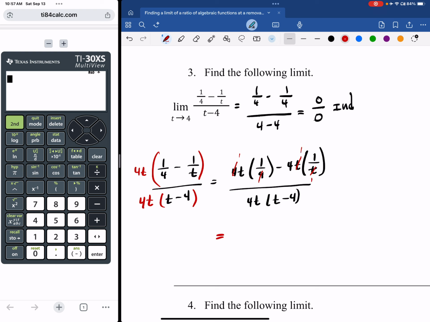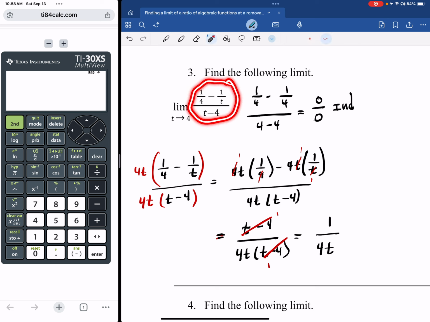So when I do that, it looks to me like I'm getting t times 1 on the first term, which is t, 4 times 1 on the second term, so that'd be minus 4, and then in the denominator I have 4t times t minus 4. Notice in the numerator I have a factor of t minus 4, and in the denominator I have a factor of t minus 4, so those two factors are going to simplify. When I simplify that, I have a 1 in the numerator and I have a 4t in the denominator. So this complicated, complex fraction actually simplifies to the simple fraction 1 over 4t.